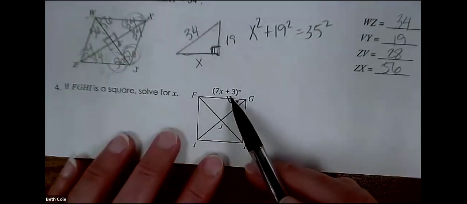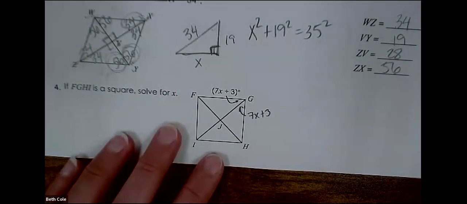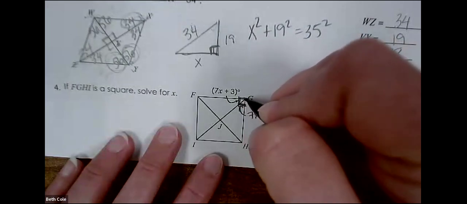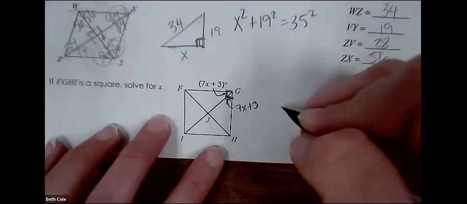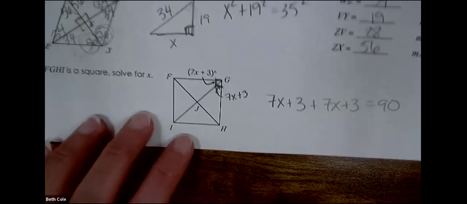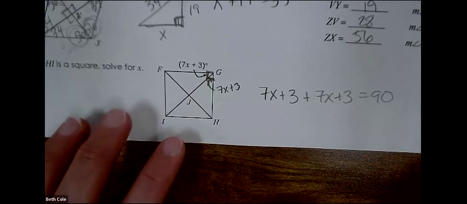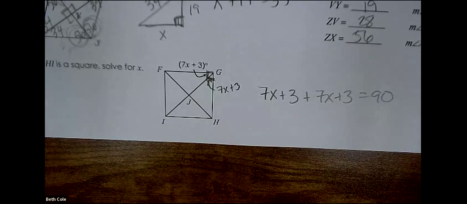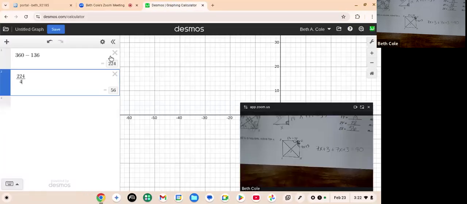So this is 7x plus 3. That means this angle is also 7x plus 3. And I know that the angle should be how much? A square has what degrees as its angle? 90. All right. So if I do 7x plus 3 plus 7x plus 3, I know that they should equal 90. I know a square has 90 degree angles. And then we're going to put that in the calculator. So square is the easiest one. In the first box of the calculator, I'm going to put 7x plus 3 plus 7x plus 3.